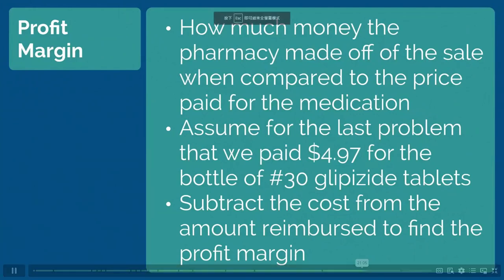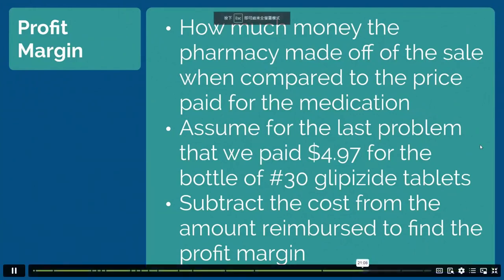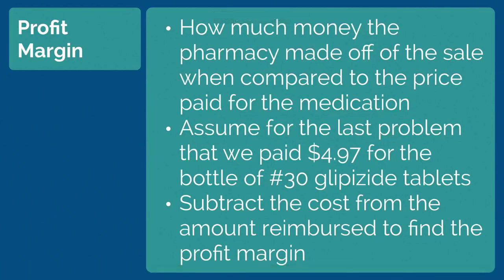Next, we're going to discuss profit margin. This is how much money the pharmacy made off of the sale when compared to the price paid for the medication. So we're going to assume for the last problem with the glipizide that we paid $4.97 for the bottle of the 30 glipizide tablets. All you do for this one is subtract the cost from the amount reimbursed to find the profit margin.